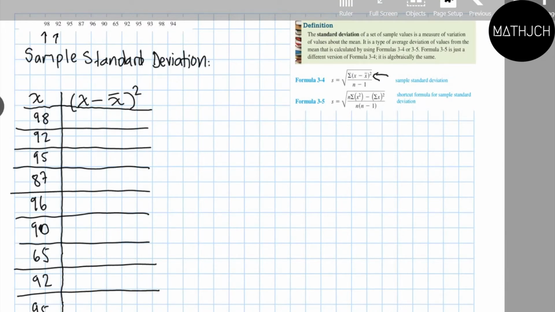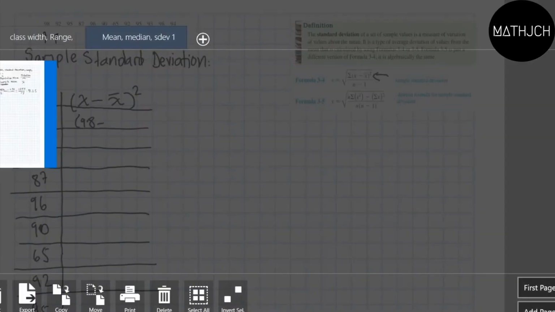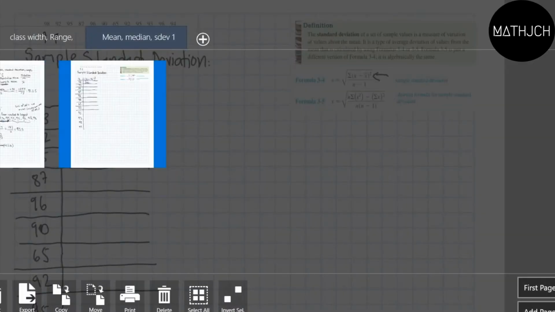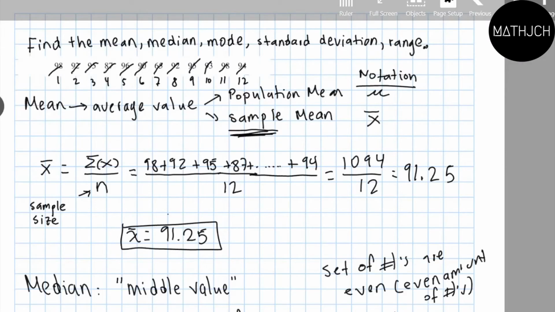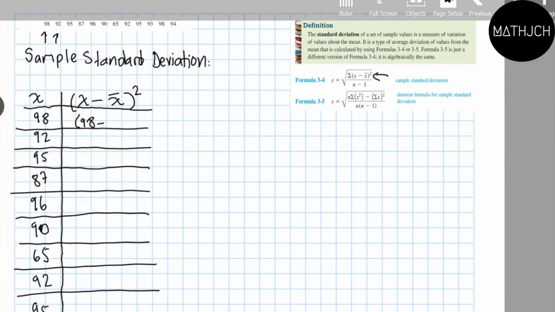We're going to use the calculator. It's basically each number minus the mean. Remember the mean, let's go back here. We found the mean to be 91.25, so let's write it here. The mean is 91.25. We found it in the first step of the problem. So 98 minus 91.25, and then we power 2 the value.